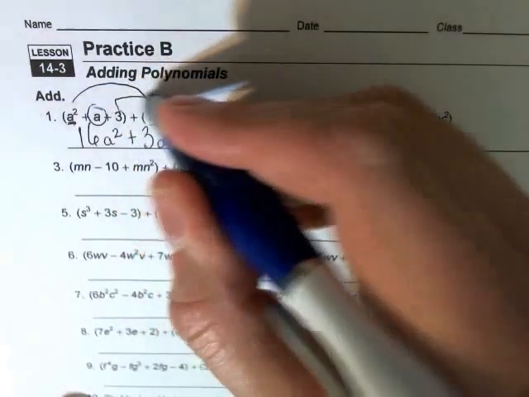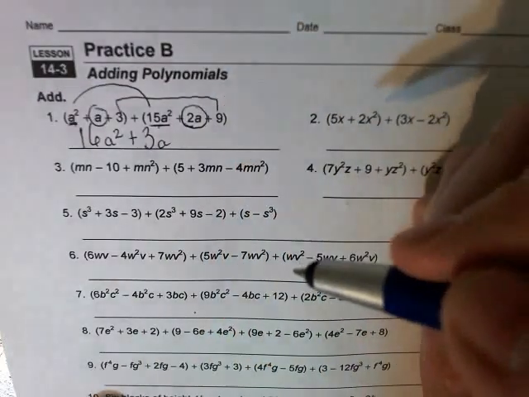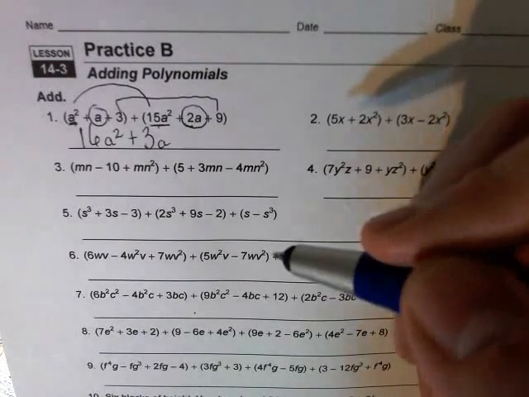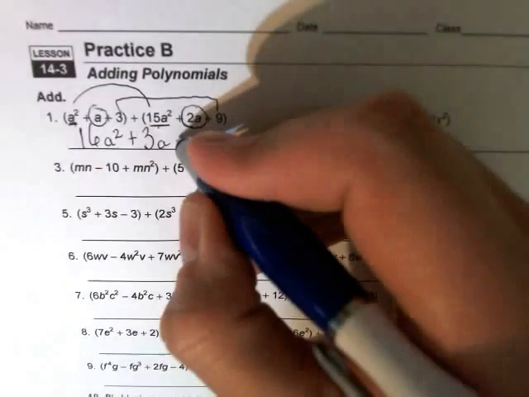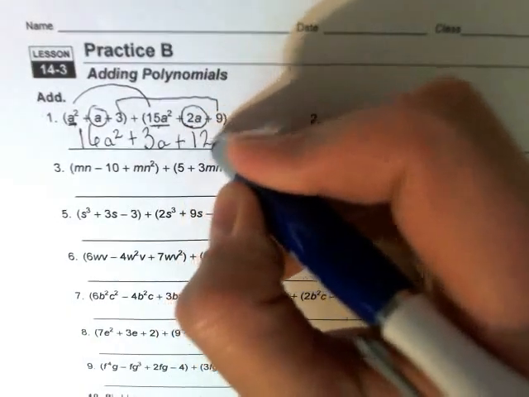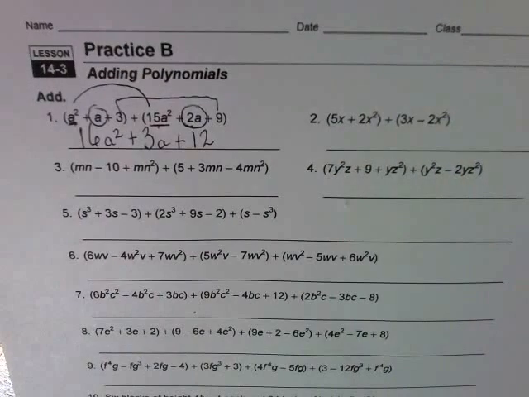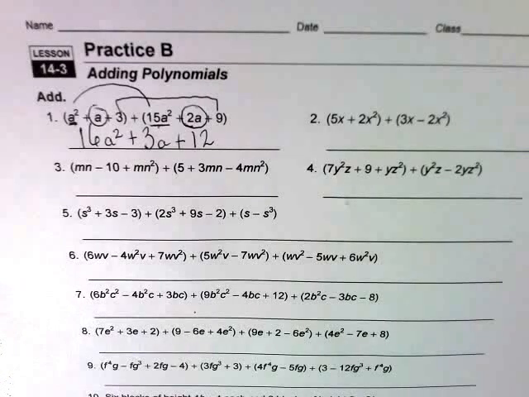And then, of course, you've got these integers here, which we know we're going to add together using the rules of adding that you've been using forever. 3 plus 9 changes into 12. So that whole thing, a squared plus a plus 3 plus the polynomial 15a squared plus 2a plus 9, simplifies to 16a squared plus 3a plus 12.